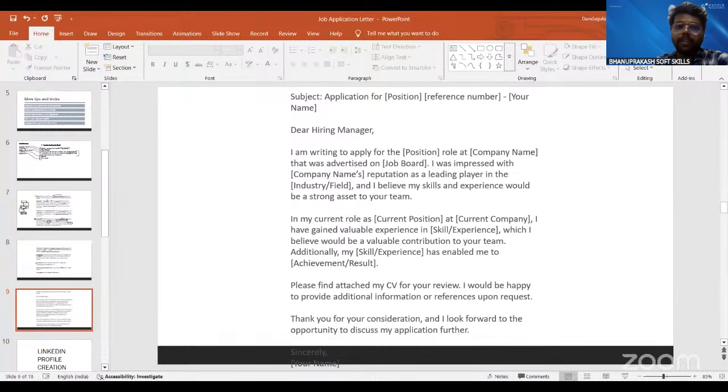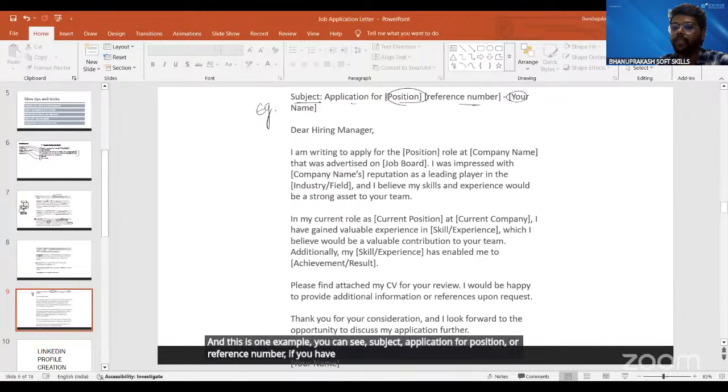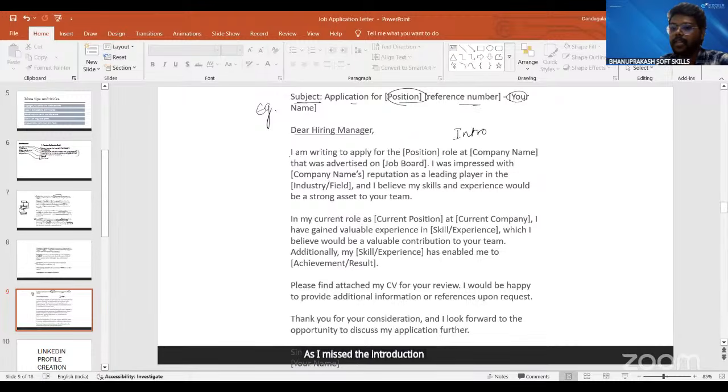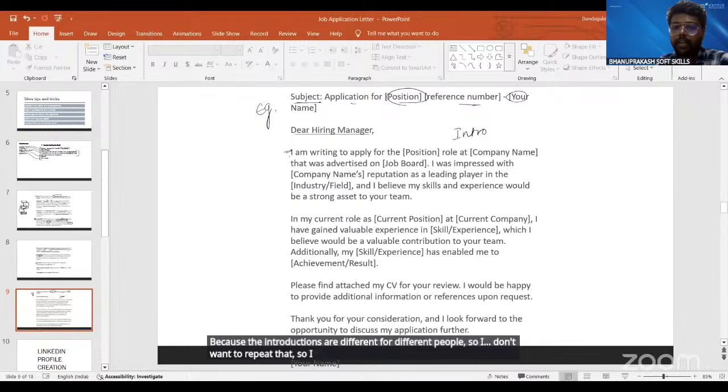And this is one example. You can see the subject: application for position, or reference number if you have any, and your name. These three things should be there. And dear hiring manager is the salutation. I have missed the introduction, because introductions are different for different people, so I don't want to repeat that. So I directly went to this second one.